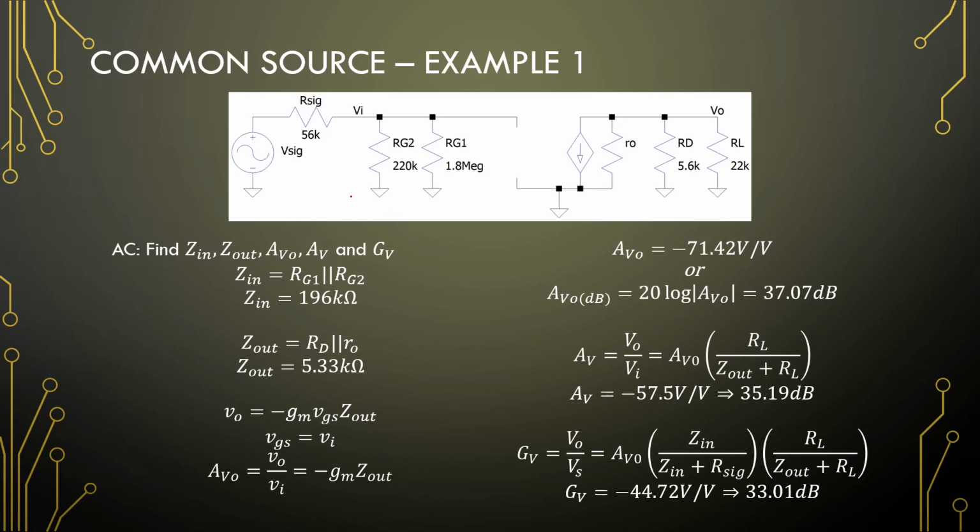So first up is the input impedance, and that is when we're looking into the amplifier from here, so without this signal resistor. And since this is an open circuit, we have only these two resistors in parallel, and that gives us 196 kilo ohms. Right, easy enough. Output impedance is when we are looking into the amplifier from there, ignoring the load, so it's RD parallel with R out, and that gives us 5.33 kilo ohms.